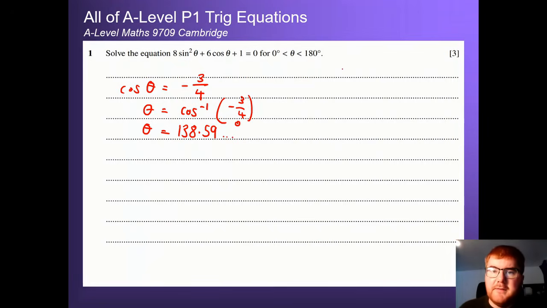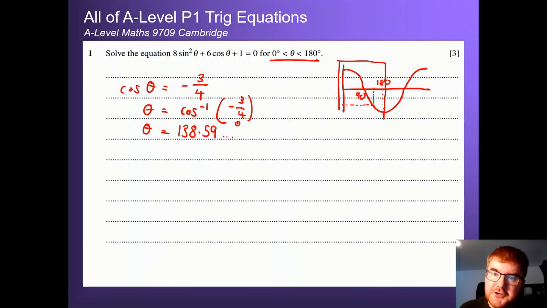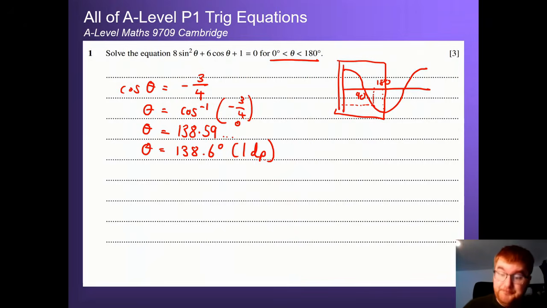degrees. And if we think about a cosine function, I always draw a quick sketch to see if it makes sense here, which it does. So we have 90, 180, 138. It's going to be over here somewhere, which makes sense. And because our domain, notice here, is just between 0 and 180, we have no other solution that lies in this box. So that's our only answer here. Theta is equal to 138.6 degrees to 1 decimal place.